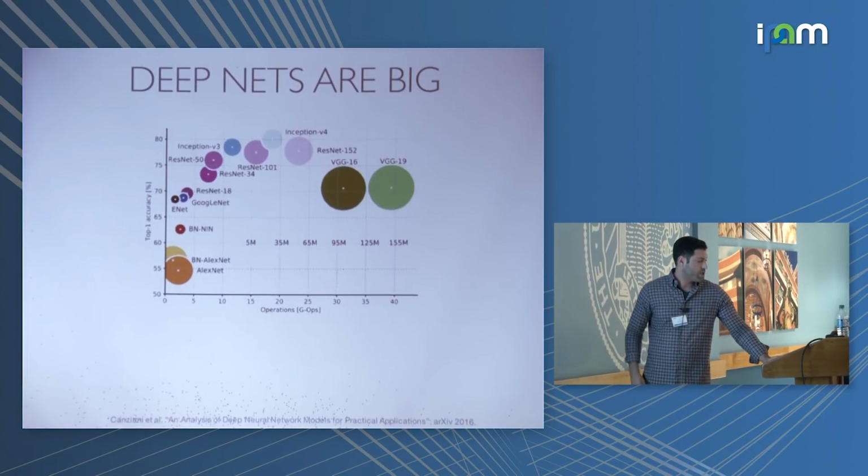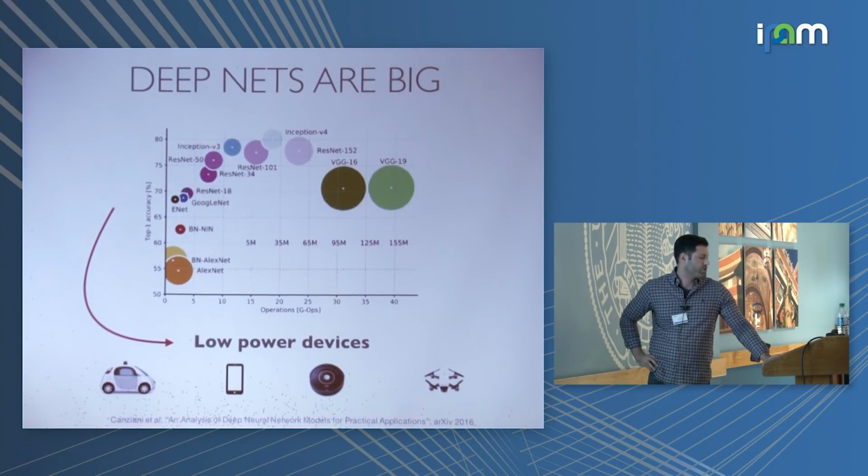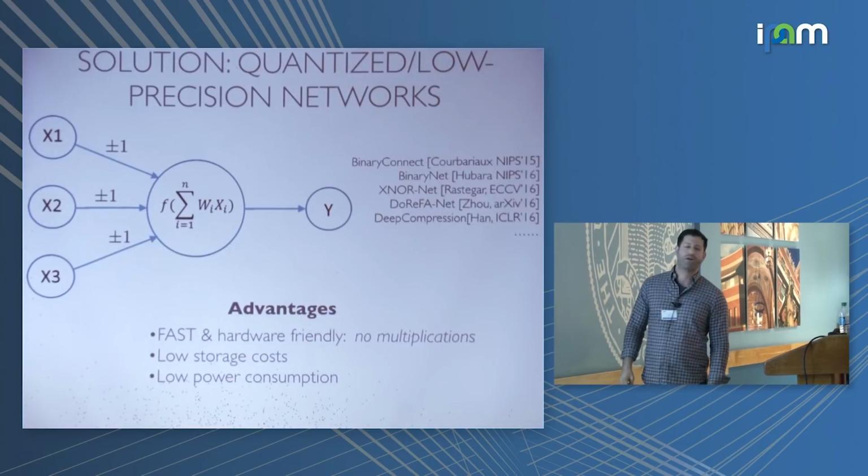Tens of millions of weights. But the question is, how do we put these things on low power and embedded systems? Do you want to put this on a drone or a cell phone? How do you fit these huge networks on there? And one solution is you binarize them.